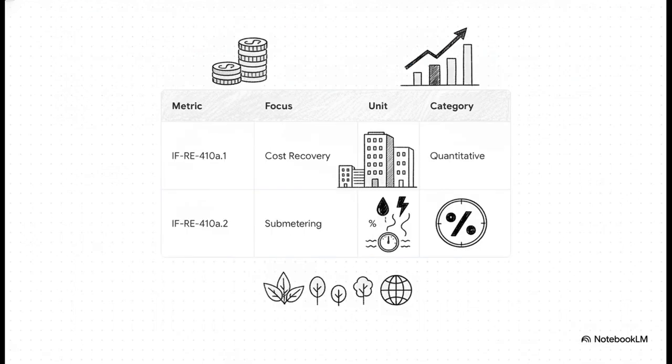When we view these hard data requirements side by side, a really clear picture emerges. By tracking both the cost recovery clauses and the tenant submetering percentages, investors gain a crystal clear quantitative view of exactly how effectively a real estate company is managing its tenant sustainability impacts.